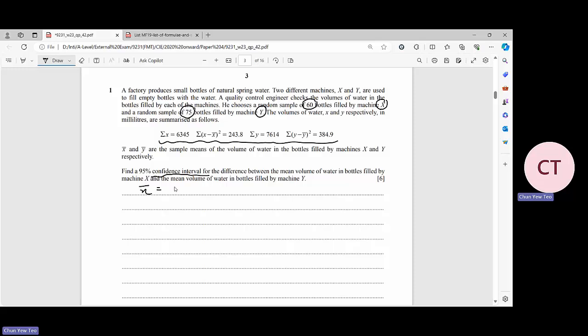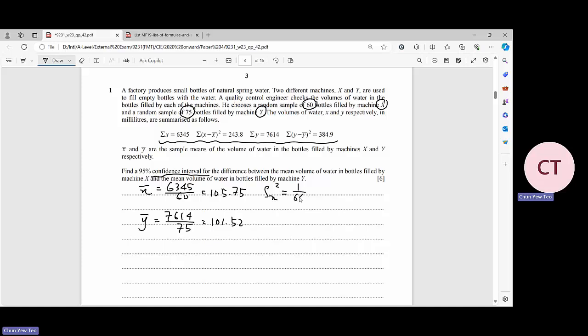We need to find bar X. So bar X will be 6345 divided by 60. And we need to find bar Y. Bar Y is 7614 divided by 75. Press the calculator. You will get 105.75 for this one, and 101.52 for this one.